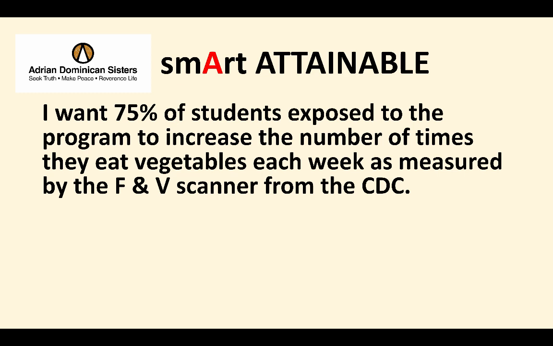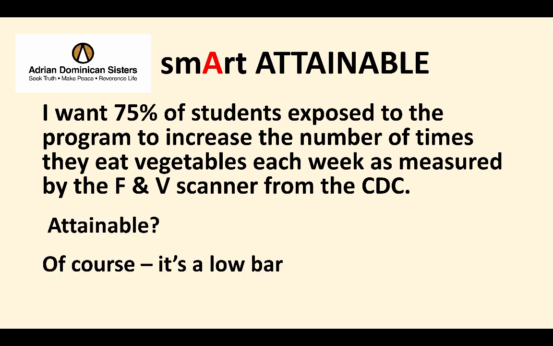So let's look at this again. 75%, increase the number of times, and my measurement. Is this attainable? Of course it is. It's a really, really low bar. But given how difficult it is to get high school students to eat vegetables, even increasing by 1 each week is a big deal. In fact, the reviewers of my grant suggested I lower my expectations to 25%. So you have to determine what's a realistic goal that's attainable for the population that you're working with.